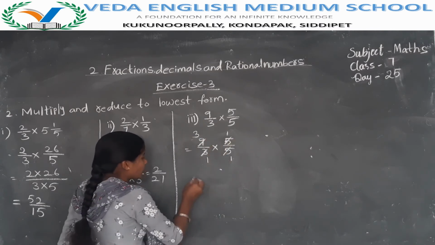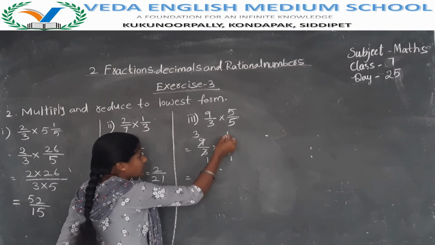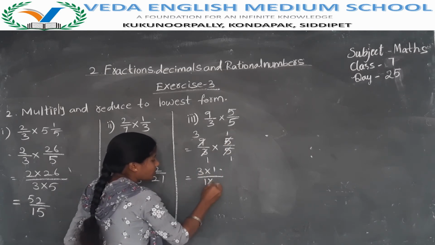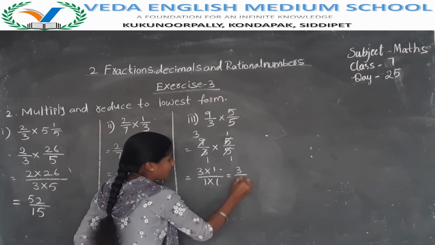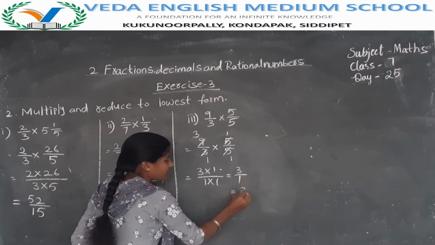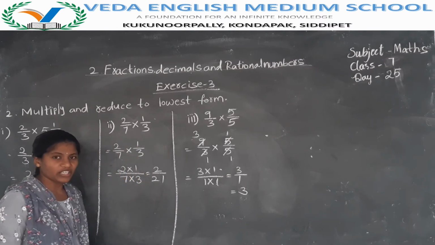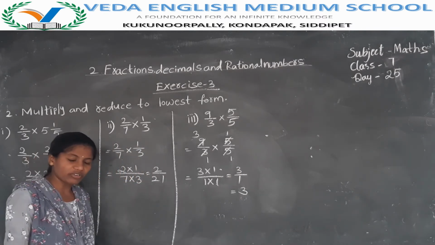There is no more possibility, so multiply the numerators. The numerators are 3 into 1 and the denominators are 1 into 1. 3 ones are 3 by 1 ones are 1. 3 by 1 we have to consider as 3 only. If we have 1 in the denominator, then there is no need to count that 1. 3 by 1 is equal to 3 only.